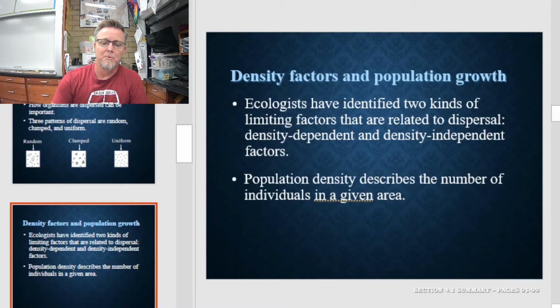And since water is a vital resource and scarce in many parts of the country, that's why those towns are there. When you think about other factors that might influence your dispersion in nature besides water, we've got to talk about two big categories of factors that control how you might be distributed. They're called density-dependent and density-independent factors. Population density just describes the number of individuals that can fit in a given area. So how many individuals fit in an area is going to be connected to these factors and then to random, clumped, and uniform distributions.